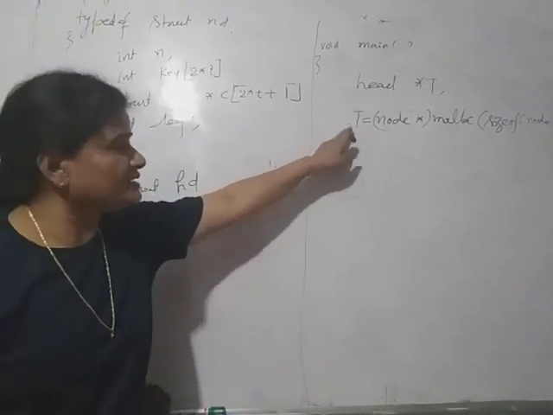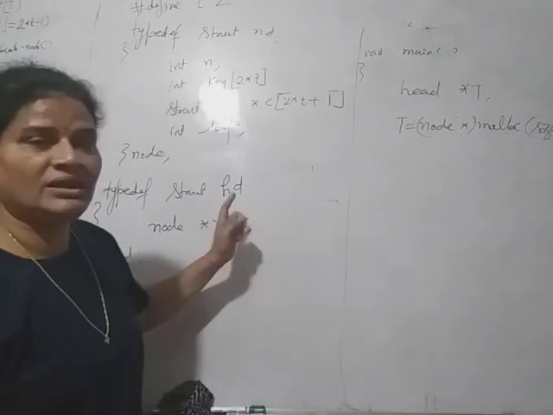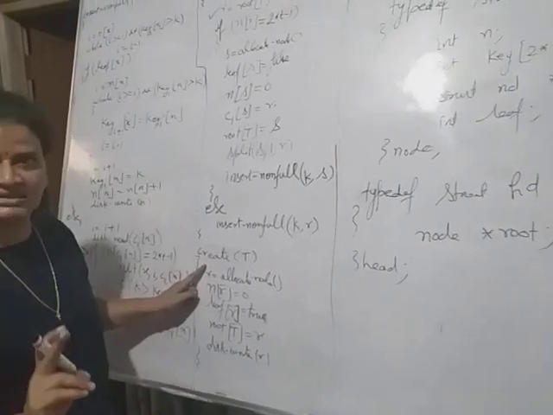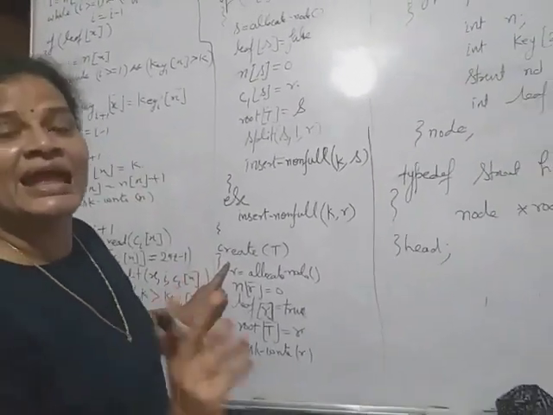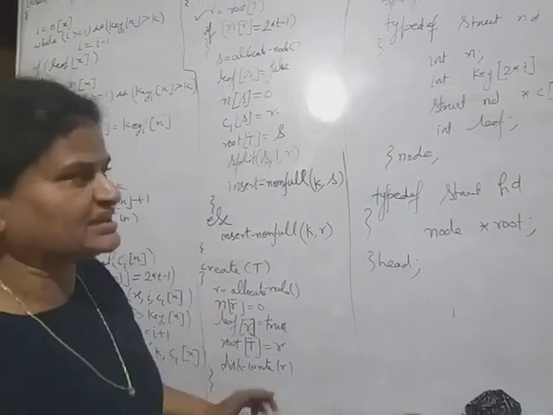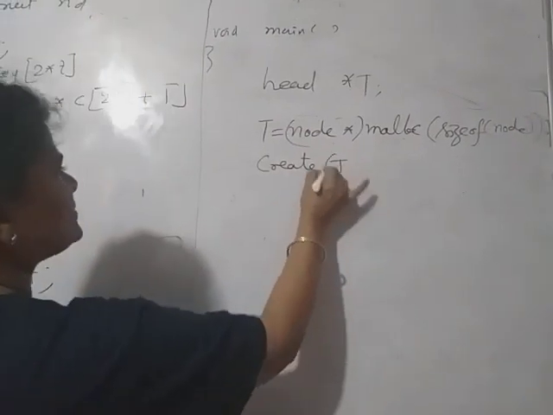Memory for root is allocated. Now we call this create function. This create function is called only once. This is for creating an empty B tree. So this function is called create T. Okay, create T. Now the control is transferred here.